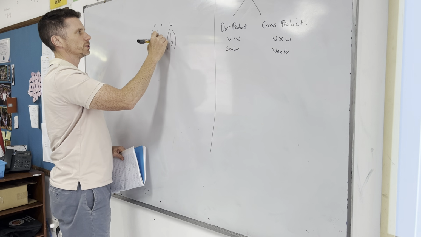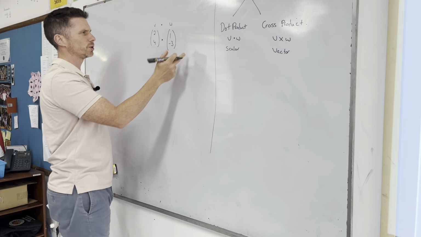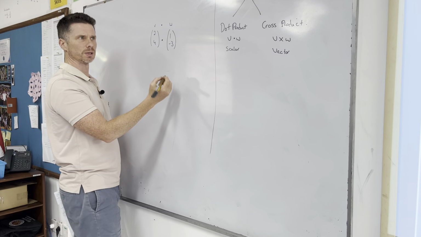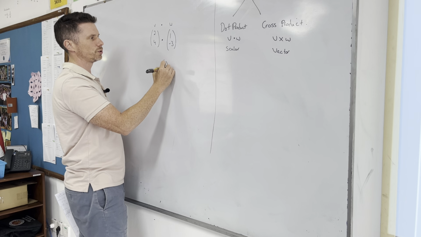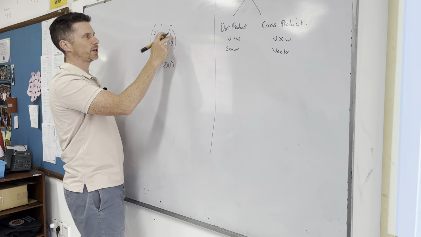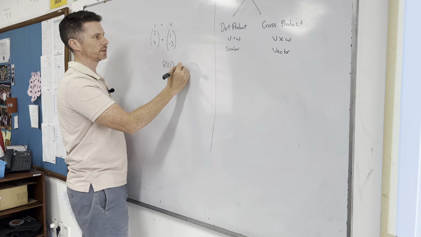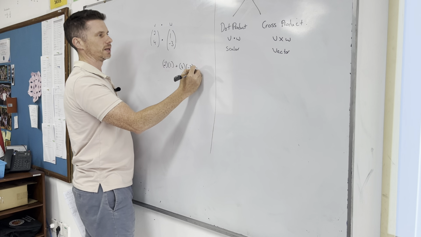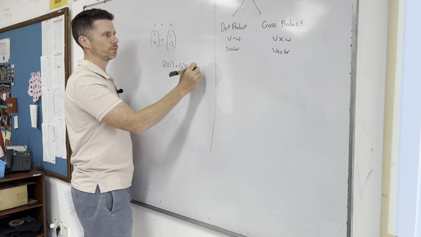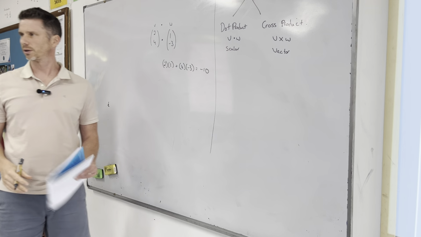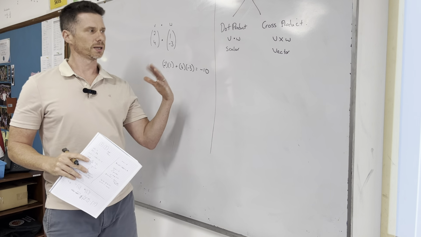So V dot W, this times this. What did we do again? It was 2 times 1, so the top 2 multiplied, plus 4 times negative 3. And that's 2, take away 12, which is negative 10. So that negative 10 has something to do with the force applied in a particular direction.